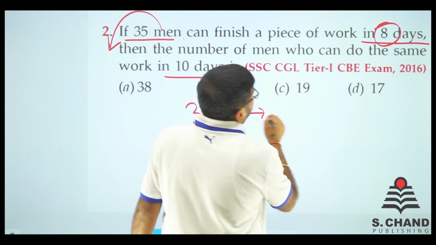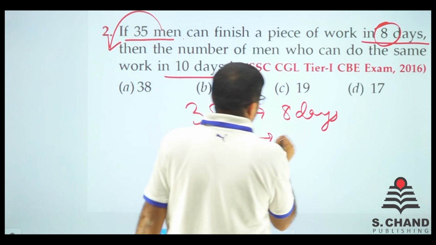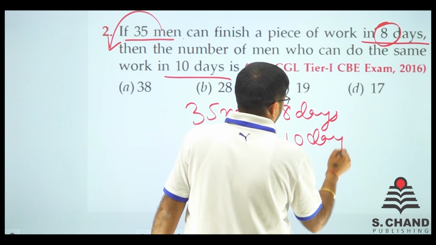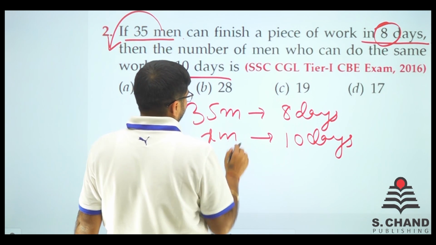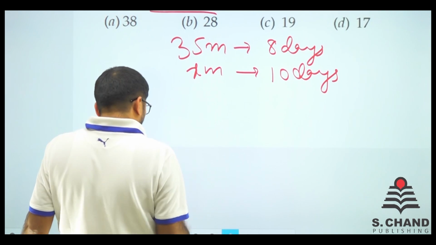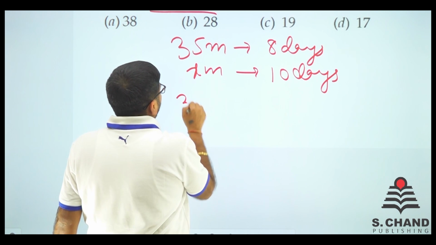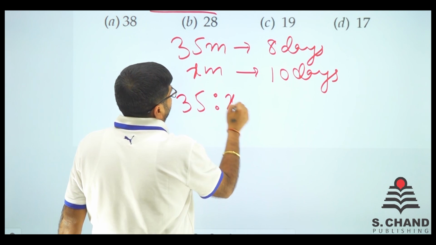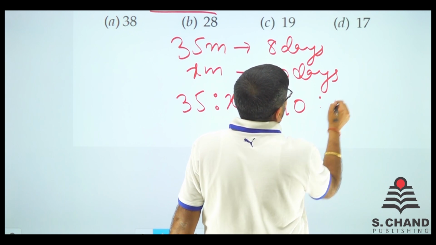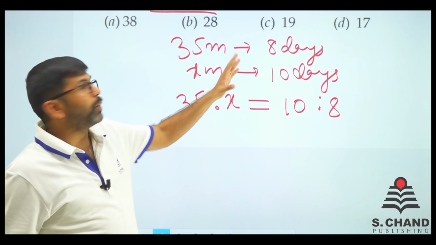So I write 35 men, that means 8 days. So we have 10 days, and we want X men. This is the simplest way you can put. Now, if they are inversely proportional, just write X wala part. 35 ratio X is equal to, just reverse the order, 10 is to 8. Why 10 is to 8 and not 8 is to 10? Because they are inversely proportional.